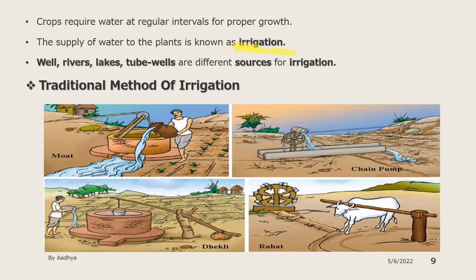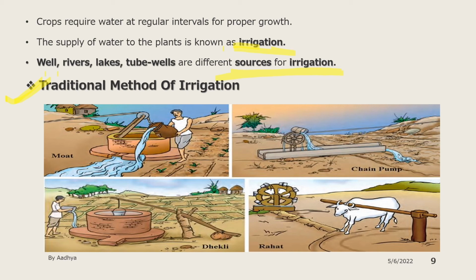The wells, rivers, lakes, tube wells are the different sources of irrigation, right? These are one of the important questions that can be asked for 1 mark, that what are the sources for irrigation. Now there are two methods of irrigation, that is the traditional method of irrigation and the modern method of irrigation, right? So in the traditional method of irrigation there are 4 types, right? That is a moat, this is the chain pump, this is the dhalki, and the 4th one is the rahan.